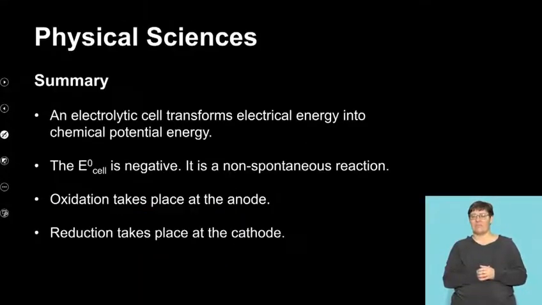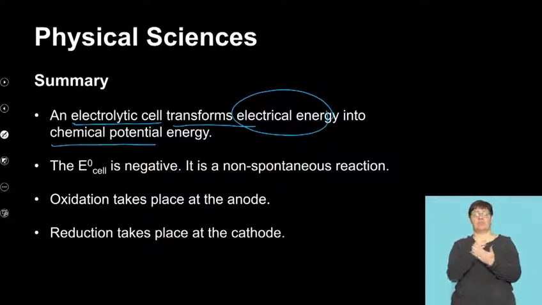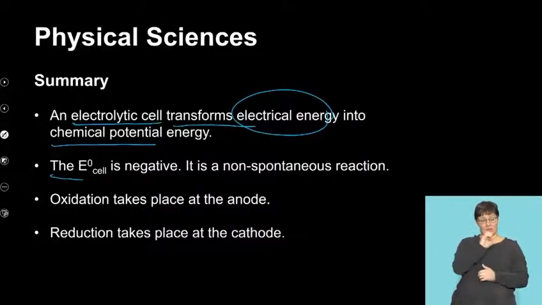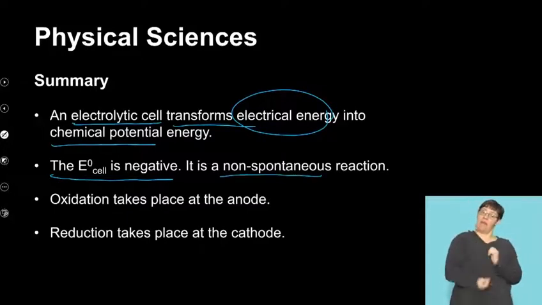And so that brings us to the summary for this section on introducing the electrolytic cell. Remember, an electrolytic cell transforms electrical energy that we're going to put into the system into chemical potential energy. What that means is electricity produces products, new chemicals. So we could start with a compound and we'll get elements, or we can start with compounds and get different compounds that are forming. Notice that the E naught of this type of cell is negative. That tells us it's a non-spontaneous reaction.